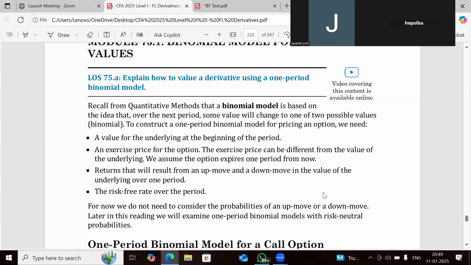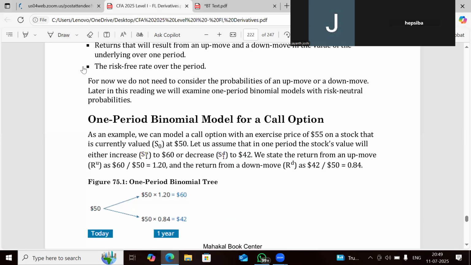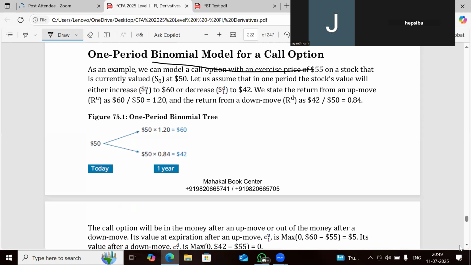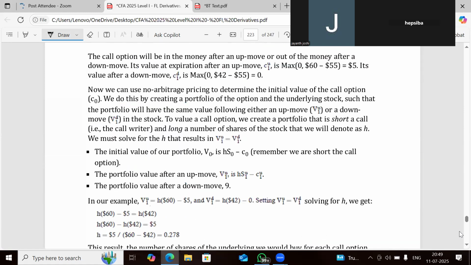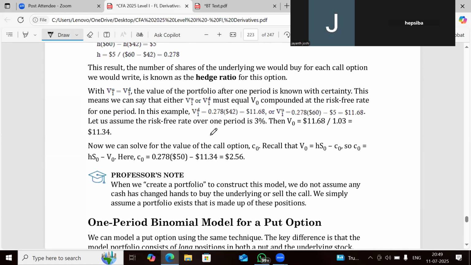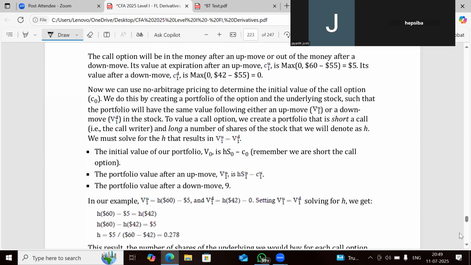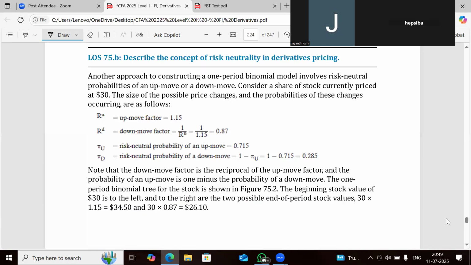So here we have the one period binomial model for a call option. I will explain this model. This model will help you find out the value of the call option. And with the next model, we will also do the same thing for the value of the put option.